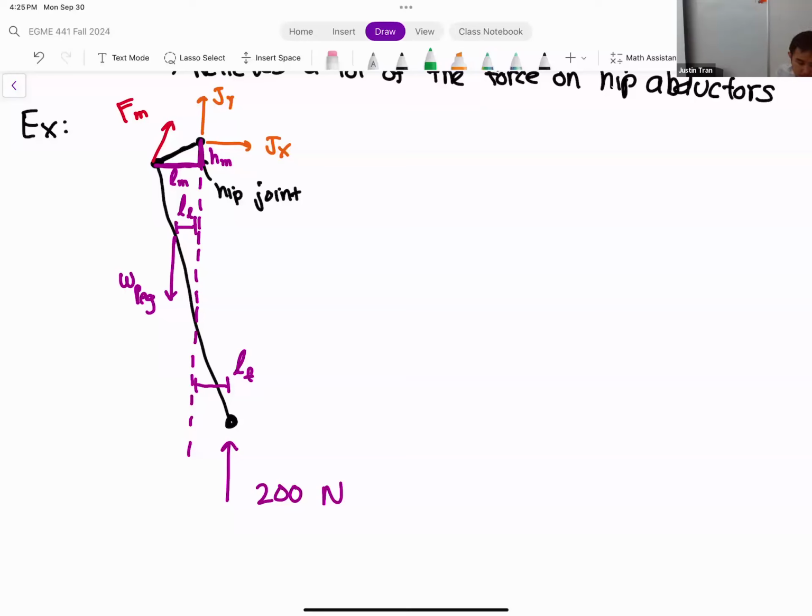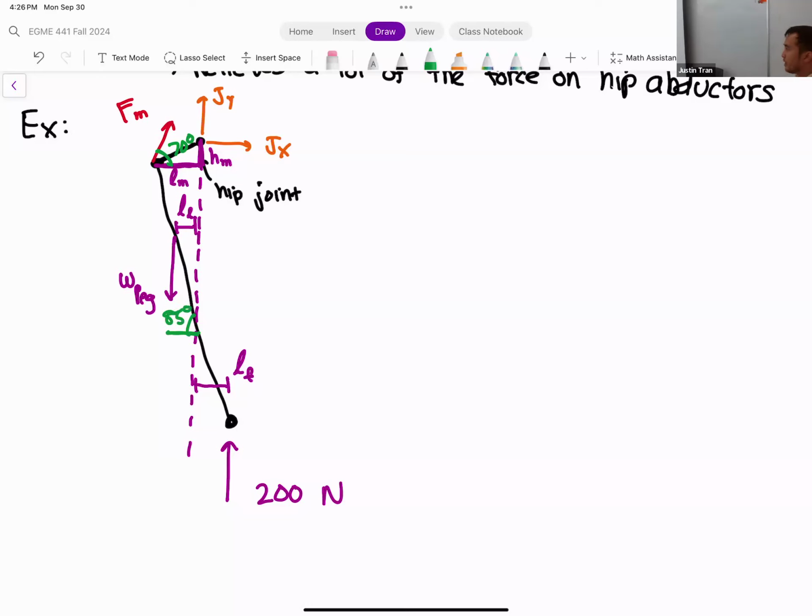And now we have the angles here. So we have the angle of the muscle force with respect to the horizontal. That angle right there is going to be 70 degrees. And then the other angle that we need here is the angle that the leg makes with the horizontal, which is 85 degrees.